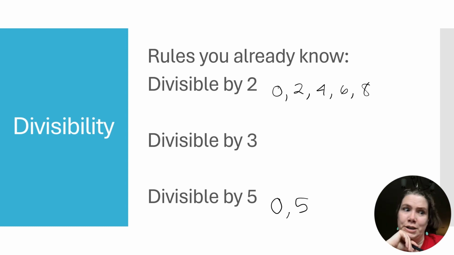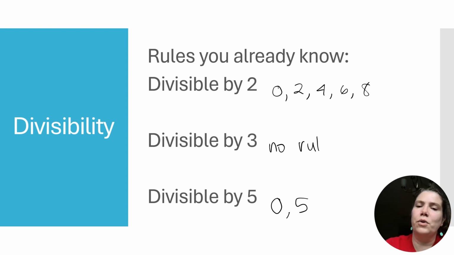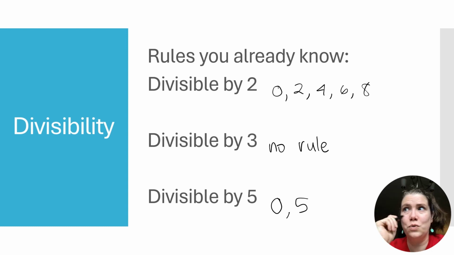Divisible by 3, if you didn't figure out already, has no rule. There's no nice way, because if you think about your multiples of 3, we go through all of the digits. 3, 6, 9, 12, 15, 18, 21, 24, 27, 30. We cover all of our numbers, so all of our final digits. So there's no nice rule to tell if a number is divisible by 3, at least using the final digit.